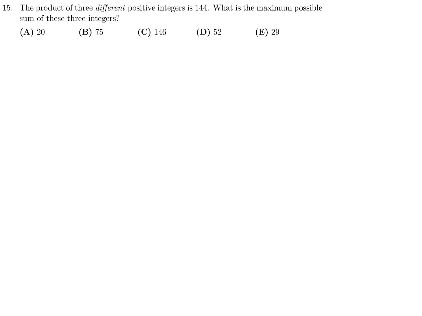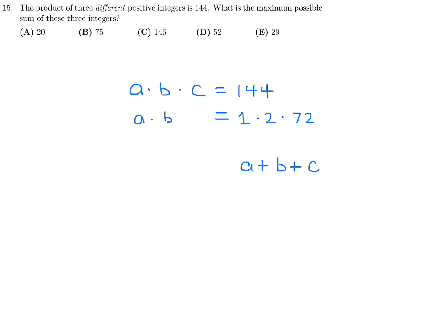The product of 3 different positive integers is 144. What is the maximum possible sum of these 3 integers? So A times B times C is equal to 144. And we want the maximum possible value of A plus B plus C. So if you fiddle around with this, you can say 1 times 2 times 72. If that is our A, B, and C, that would mean A plus B plus C would be 1 plus 2 plus 72, and that is 75. And that is the maximum that you can possibly make those 3 different integers. So number 15, the answer is B.